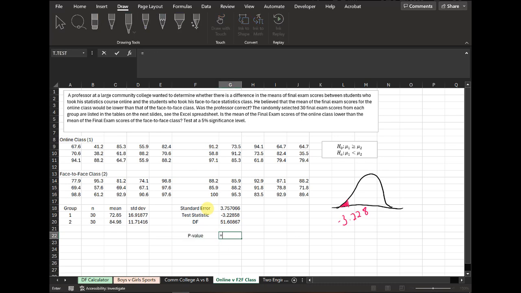So from here, this is going to help me get my p-value. I'm going to take my t.dist, I'm going to use this test statistic, this degrees of freedom, and then I can put in true here. So I get this very tiny p-value, which is definitely less than our 5% significance level. So that means that I can reject the null. There is enough evidence to suggest that yes, indeed, the online classes had a lower final exam score than the face-to-face classes.